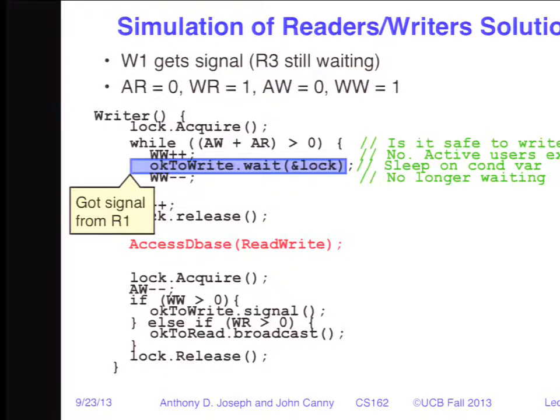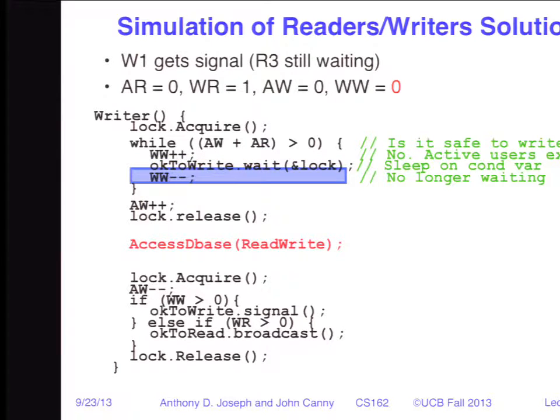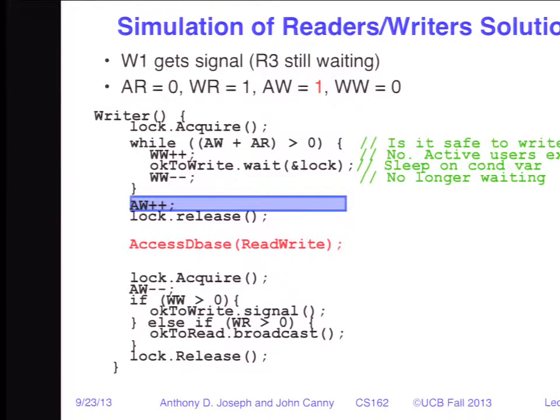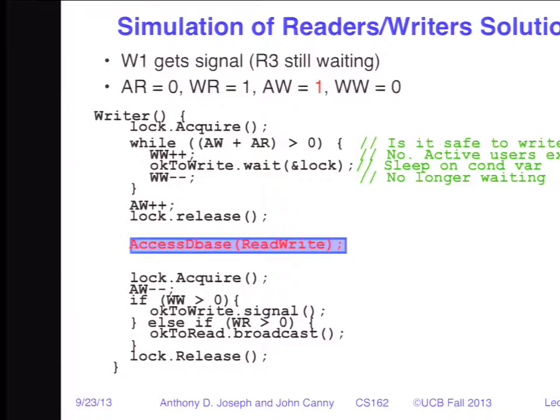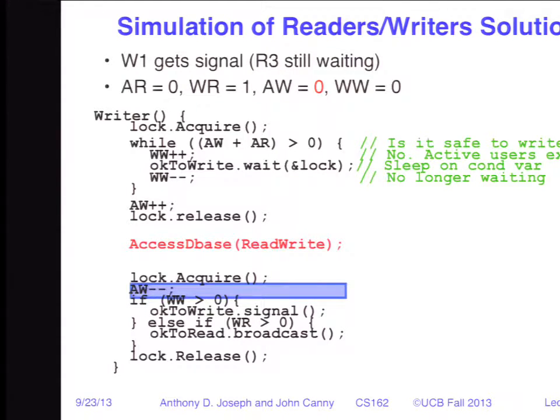So we get the lock, we decrement the number of waiting writers, so that goes to 0, and we check our state variables. No one has come along and entered the database, so we can become an active writer, and we release the lock, and now we can write in the database. Eventually, we're going to check out, so we'll acquire the lock, decrement the number of active writers. We will check if there are any waiting writers. There are none.